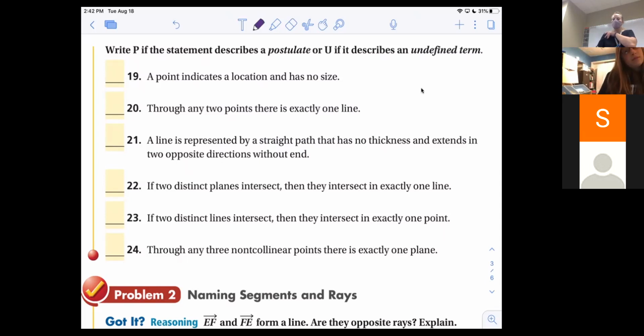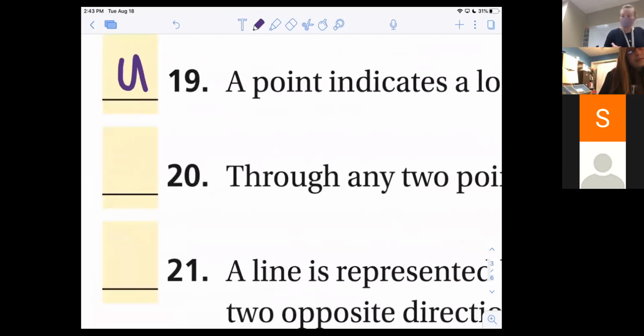All right, take another minute. Bring it back. All right, number one, P or U. A point indicates a location that has no size. Who votes postulate? Who votes undefined? Good, undefined. It's nothing like any of the ones we just learned. It's just describing what a point is.